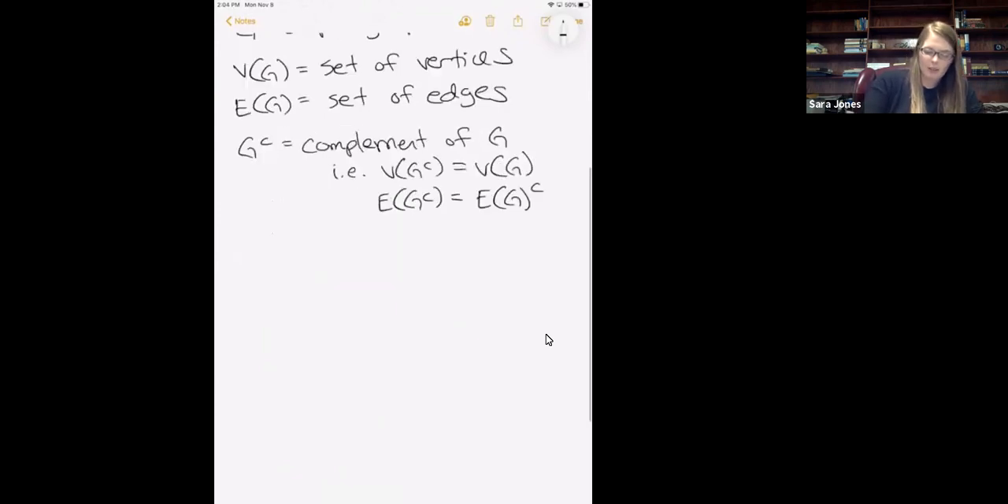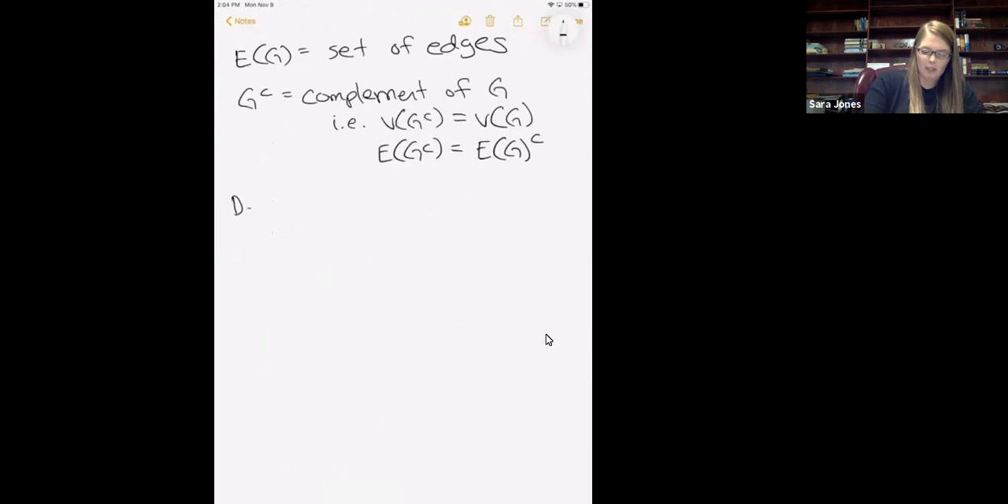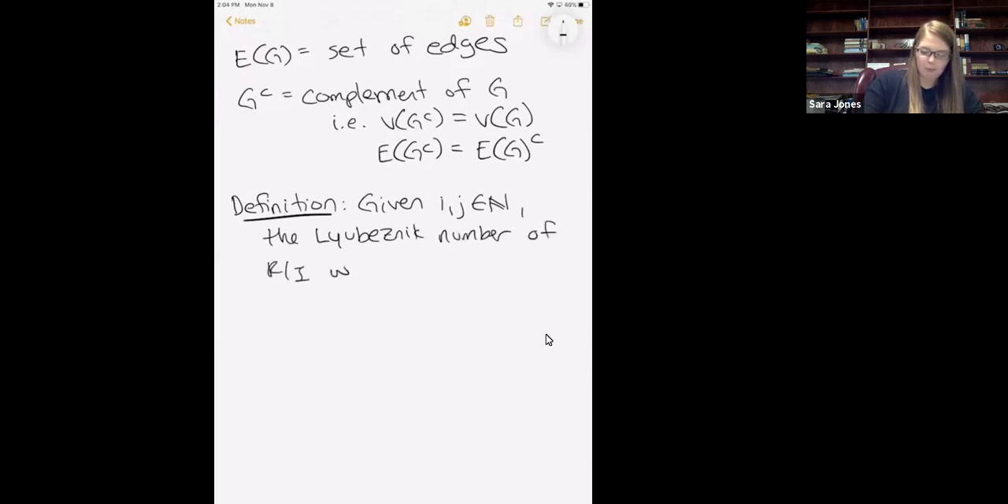With the setup being done, let's look at the definition of a Lyubeznik number. Here we are given I and J. The Lyubeznik number of R mod I with respect to I and J is denoted lambda_{ij}, and it's defined to be the dimension of these Ext modules.